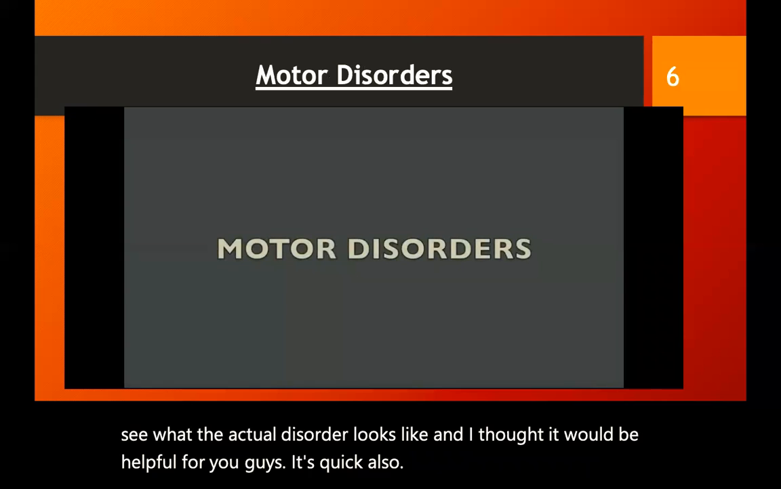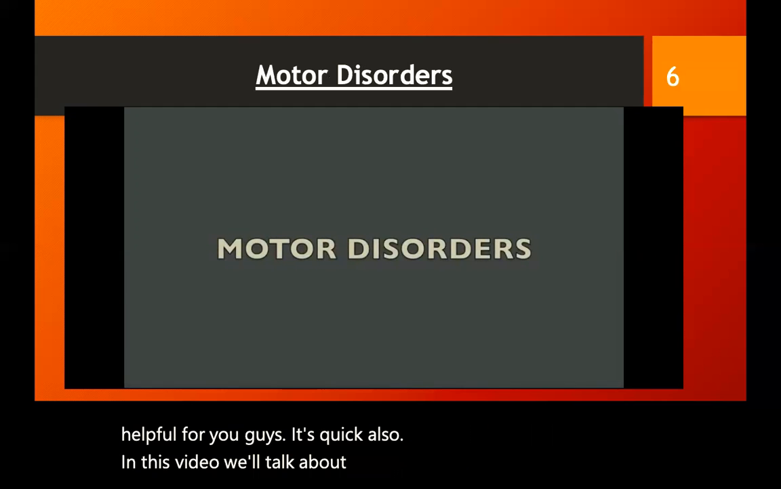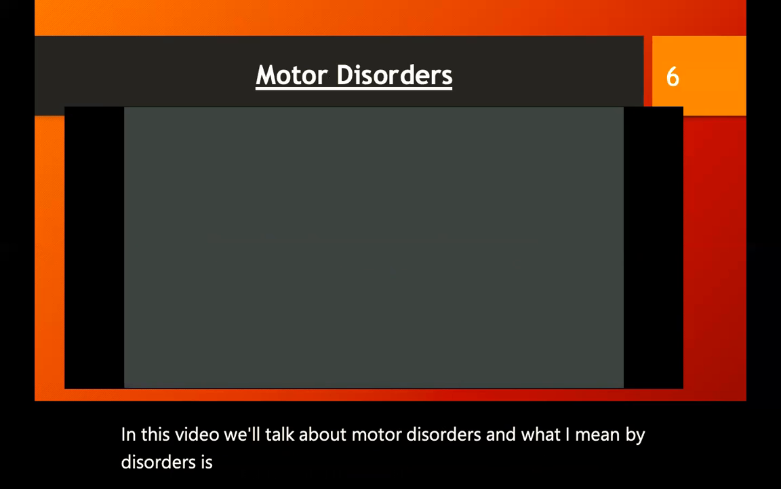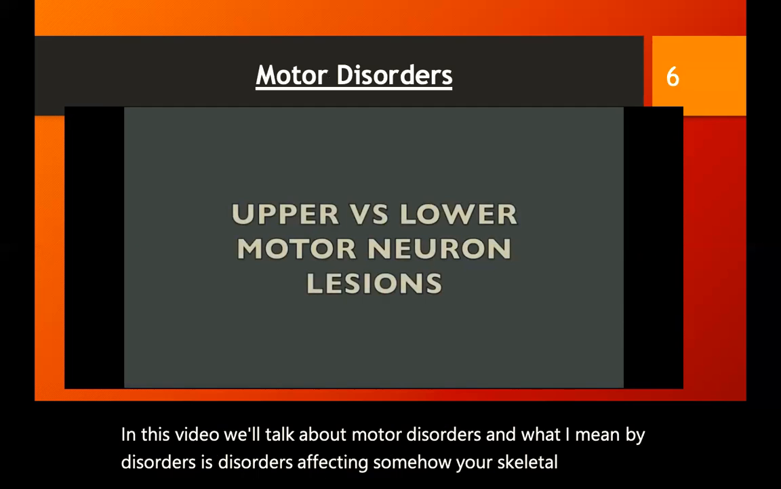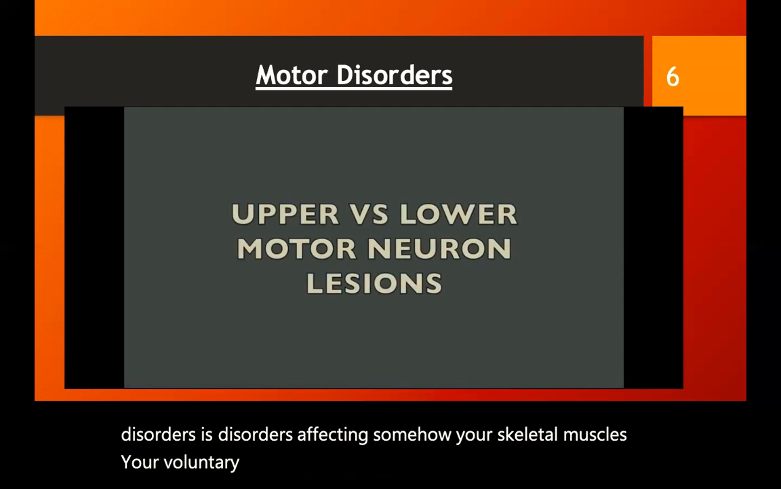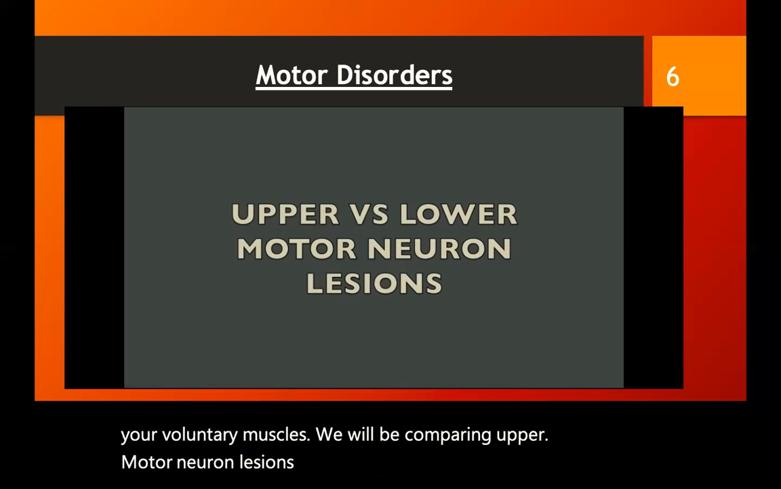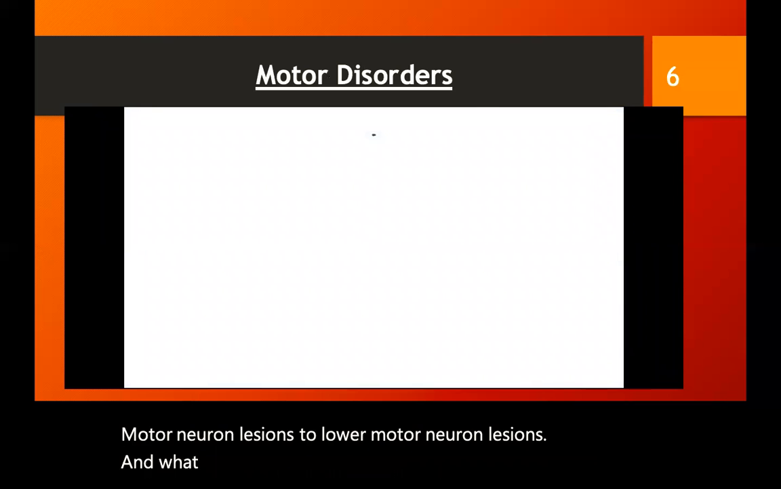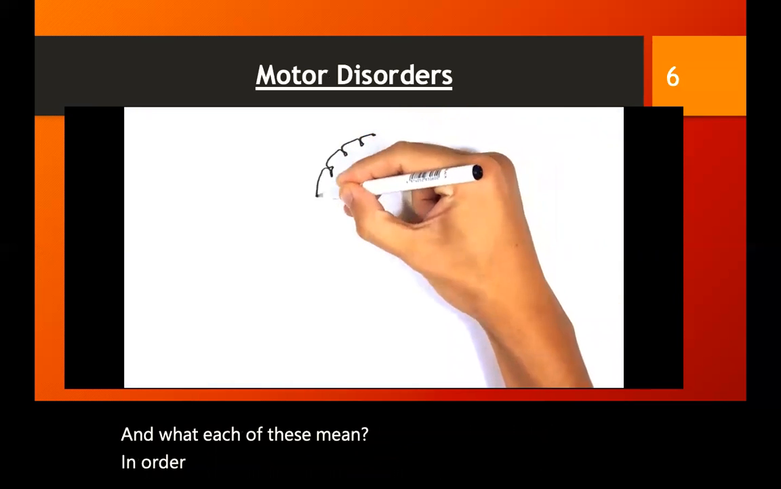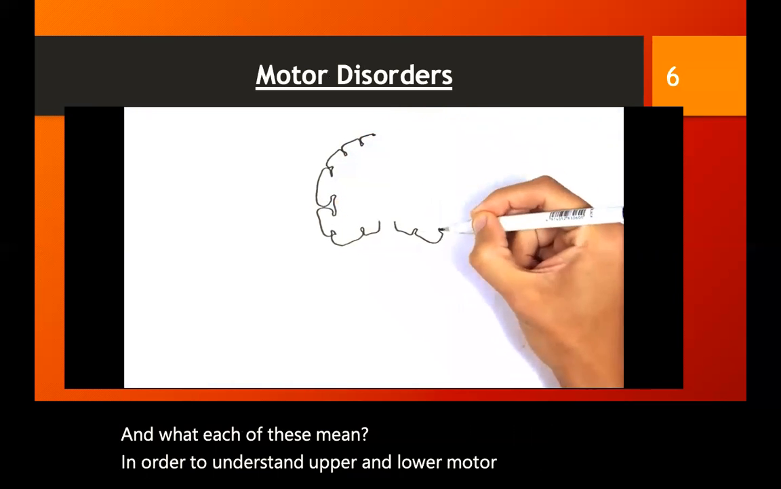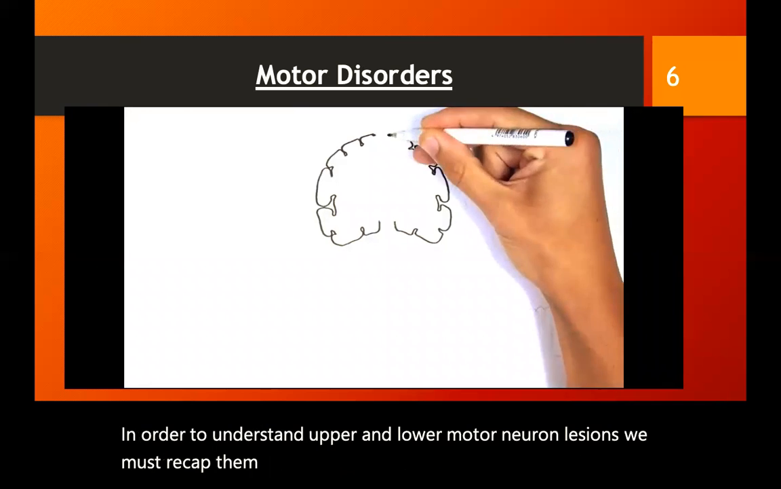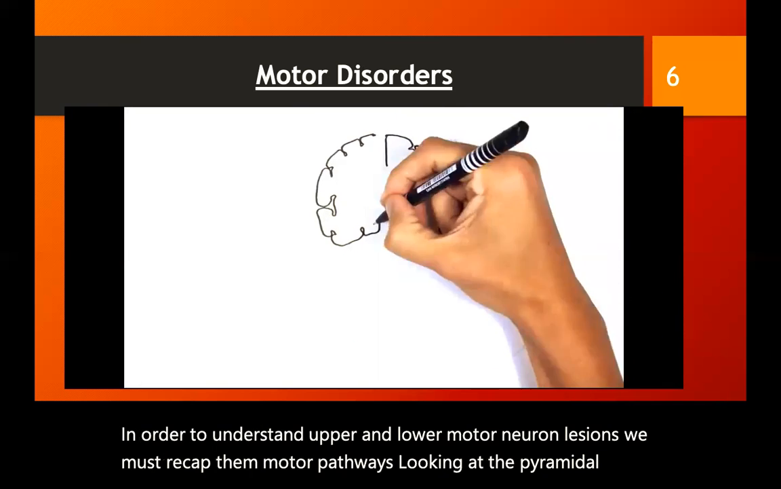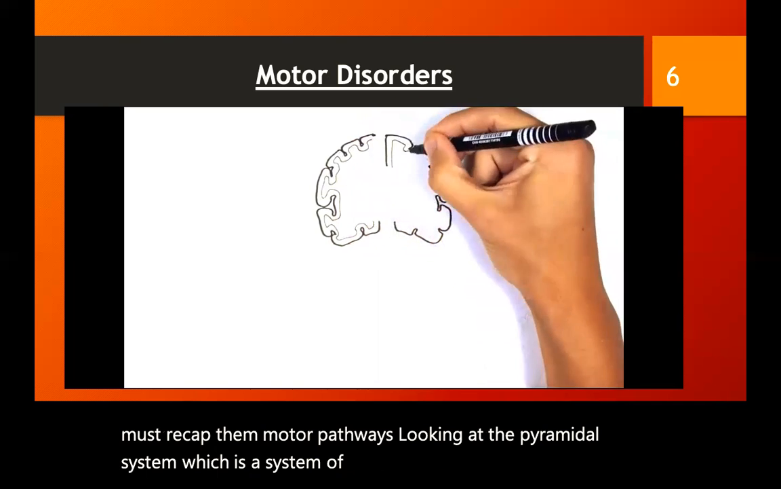In this video, we'll talk about motor disorders. And what I mean by disorders is disorders affecting somehow your skeletal muscles, your voluntary muscles. We'll be comparing upper motor neuron lesions to lower motor neuron lesions and what each of these mean. In order to understand upper and lower motor neuron lesions, we must recap the motor pathways, looking at the pyramidal system, which is a system of voluntary movement.